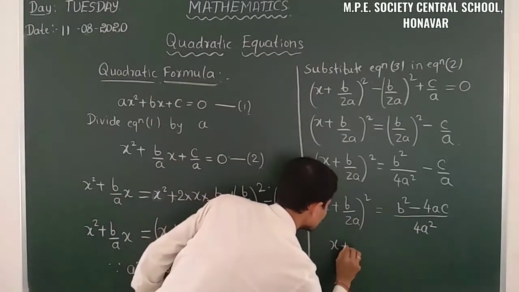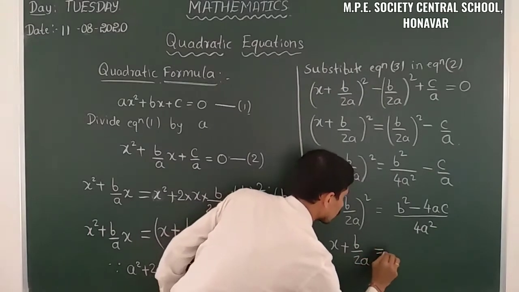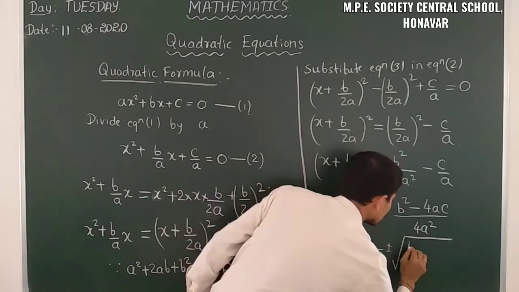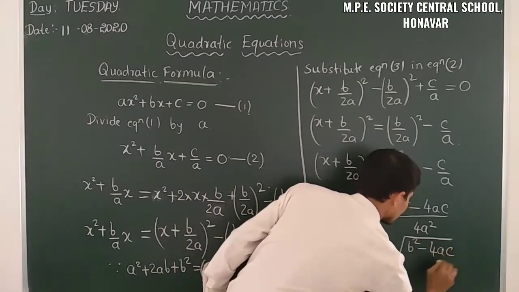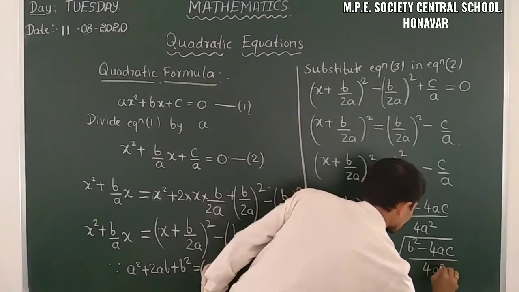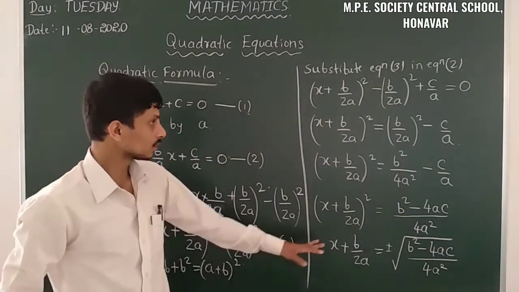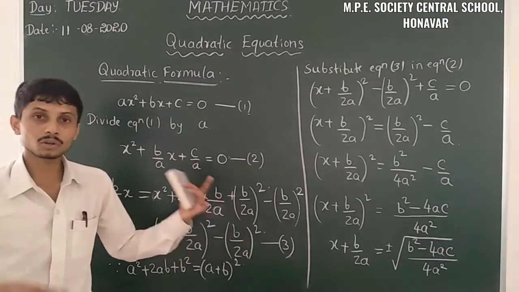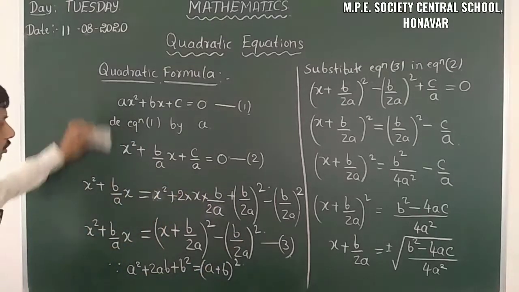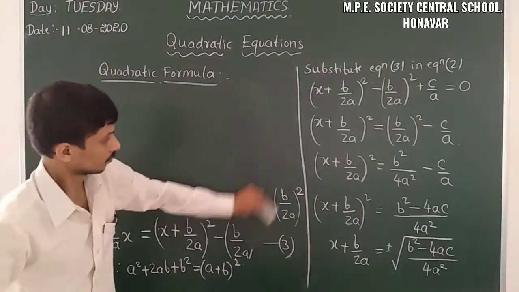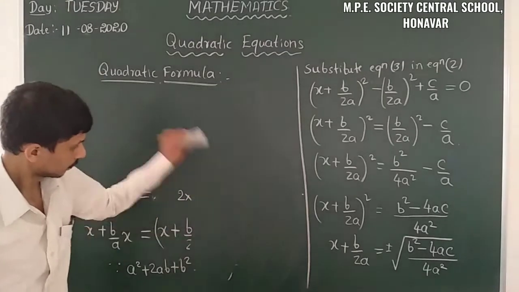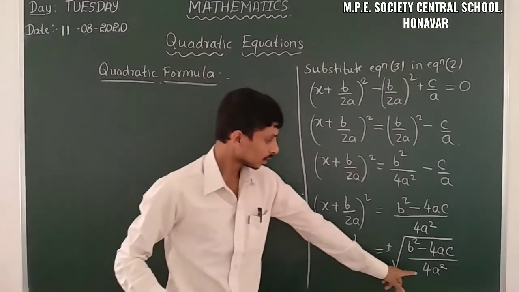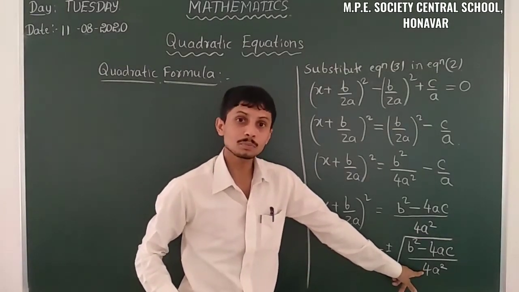It becomes x plus b by 2a is equal to plus or minus square root of (b square minus 4ac) divided by 4a square. Then I am just rubbing this part here because we have to continue that solution. Yes, then just observe here. Here, in 4a square, both are perfect squares.